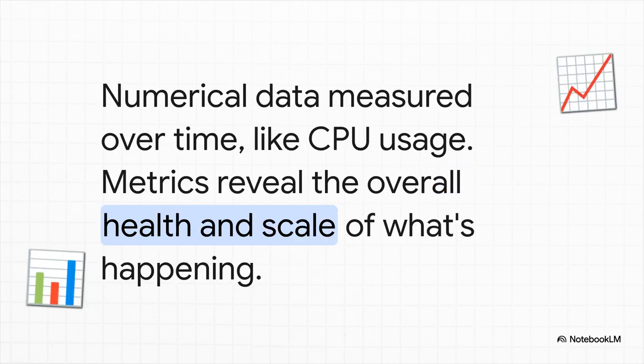Okay, next pillar, metrics. These are your numbers, CPU usage, memory, response times. They don't tell you about a single event, but they give you the big picture, the overall health and the scale of what's going on. Is just one server having a bad day, or is the entire cluster on fire? Metrics, often handled by awesome systems like Grafana Mimir or Prometheus, they tell you exactly that.